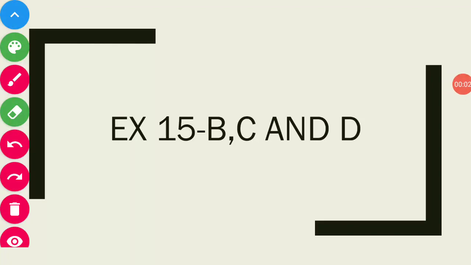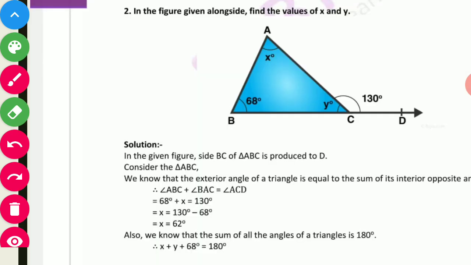Children, now let's do some more questions from exercise 15B, C and D. Now see the question. In the given figure alongside, you have to find the value of x and y. In this triangle ABC, the side BC is extended up to D, forming an exterior angle ACD which is equal to 130 degrees. One of the angles is given as 68 degrees, and you have to calculate the remaining two angles x and y. So we will use the property of exterior angle.